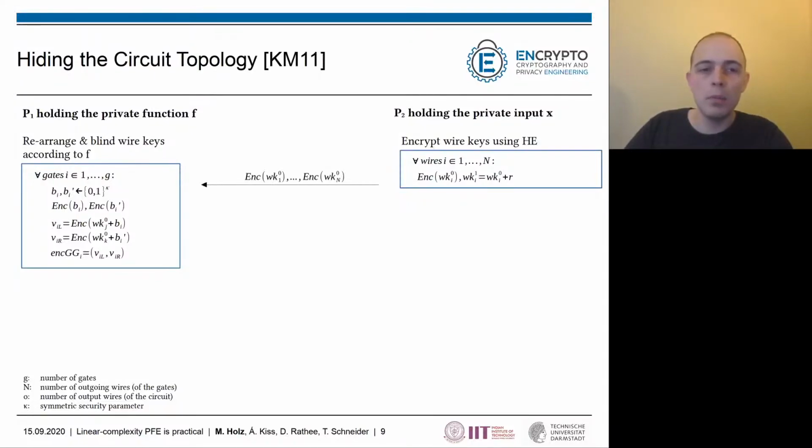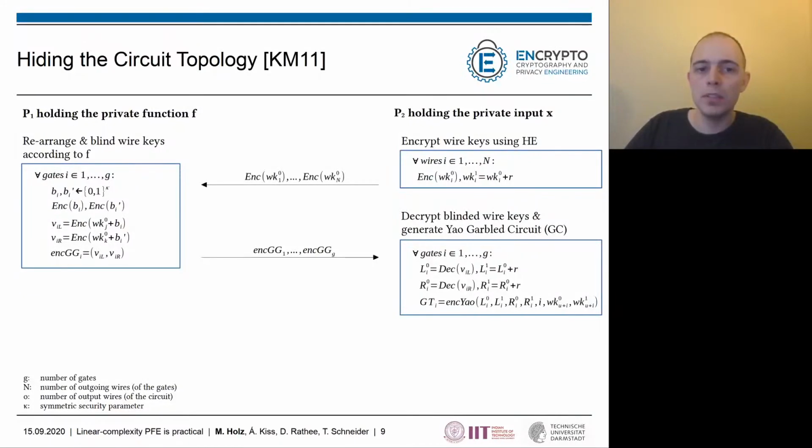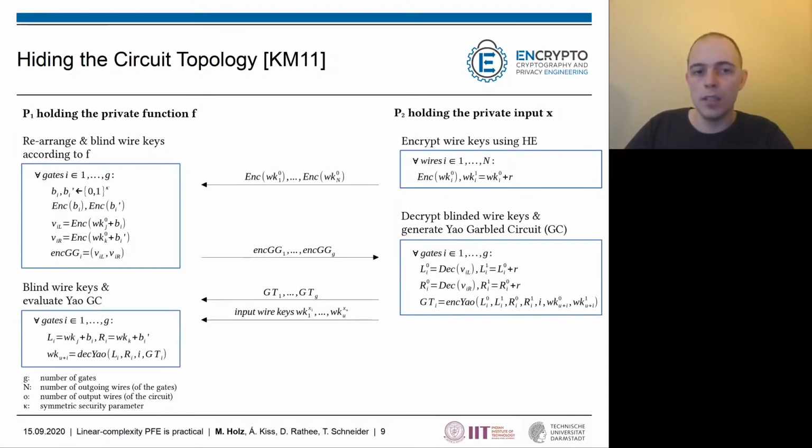And then party P1 sends these so-called encrypted garbled gates back to party P2, and party P2 is now able to decrypt these blinded wire keys and generate the garbled circuit as in the standard Yao protocol. And then party P2, as in standard Yao, sends the garbled tables that represent the garbled circuit back to party P1, alongside the input wire keys, and party P1 is then able to again blind these input wire keys and start evaluating the garbled circuit.